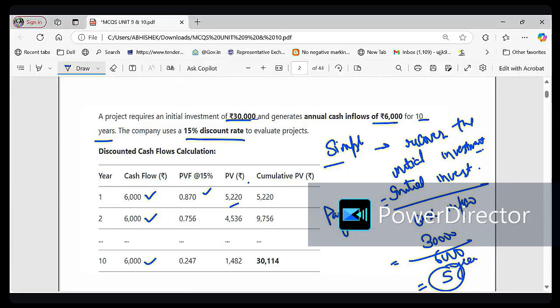Please let me know. I'm not getting any response. I think you know it, right? I think you know how to calculate the simple payback period. So you just have to divide the initial investment by the cash inflow. So this 5 year is what we call the simple payback period.